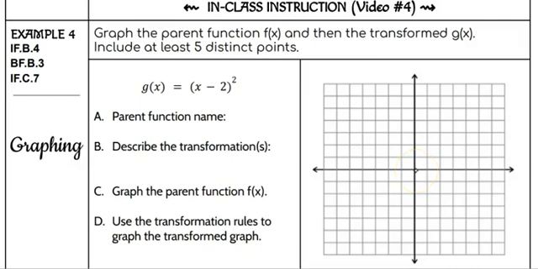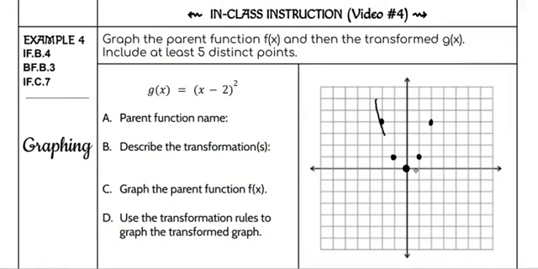The parent function's vertex is at 0, 0, and it goes 1, 1, because 1 squared is 1, 2 squared is 4, 3 squared is 9, however that will not fit on this graph. I'm going to reflect them over the axis of symmetry or the line of symmetry. So here is my parent function.